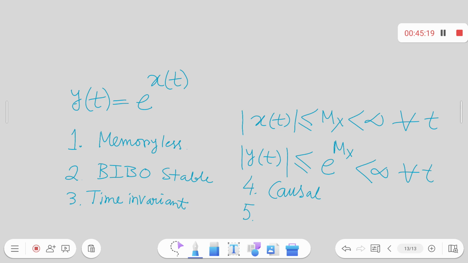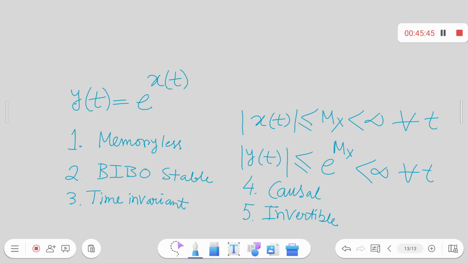First, the last one. Is the system invertible? What is an invertible system? So, from this particular system description, y of t is equal to e power x of t, these are the properties.